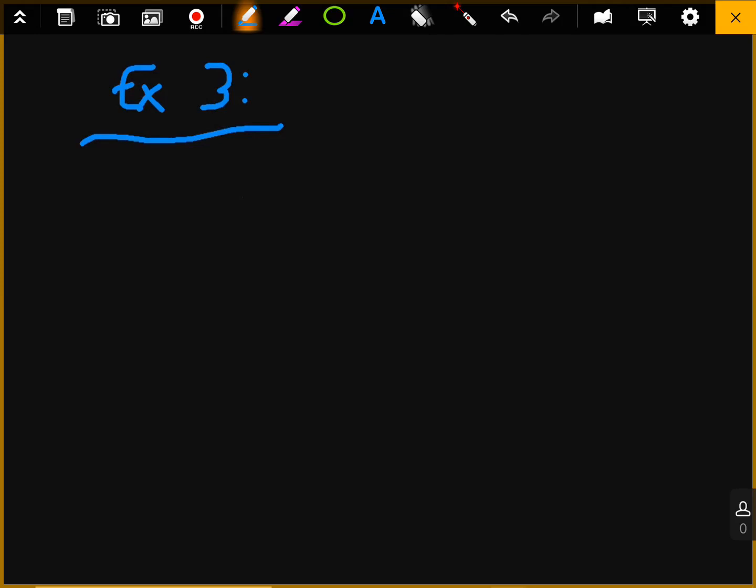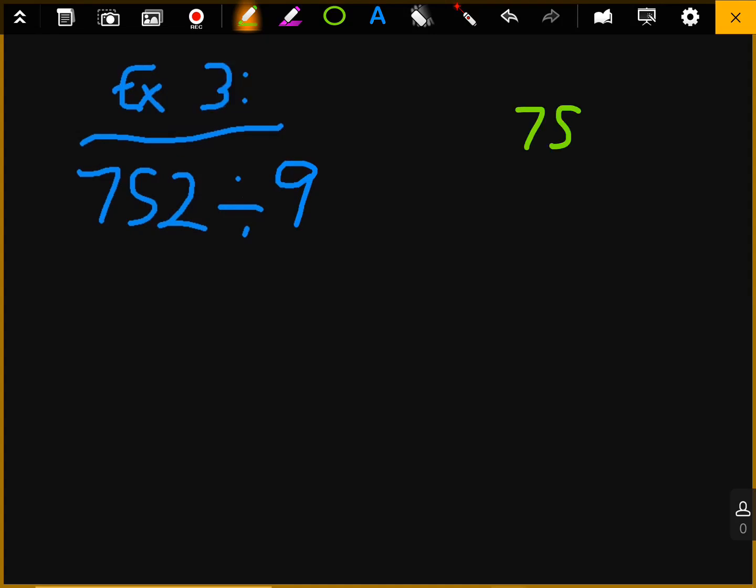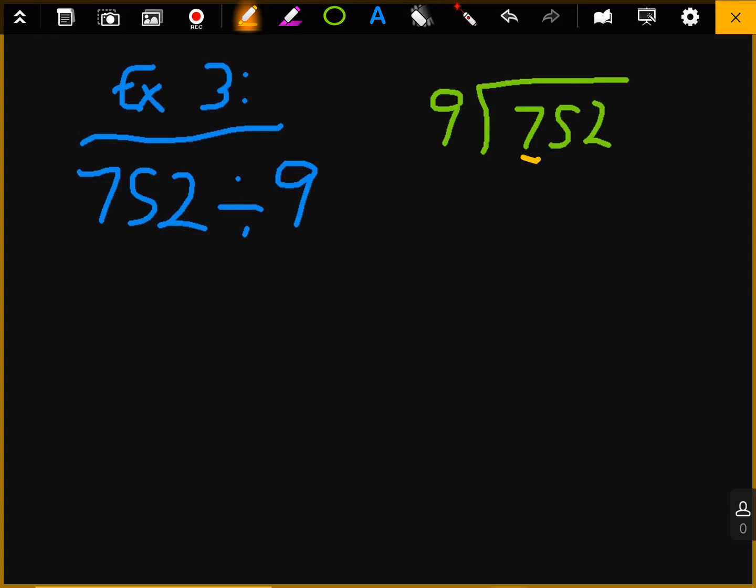And example number 3 is 752 divided by 9. So once again, the first number goes on the inside, 752, and the second number goes on the outside. It's being divided 9 times. And let's go ahead and try and solve. 9 doesn't go into 7, but it goes into 75. And it goes into 75 approximately 8 times. 9 times 8 is 72. Subtract, you get 3 left over, bring down the 2. 9 goes into 32 3 times.